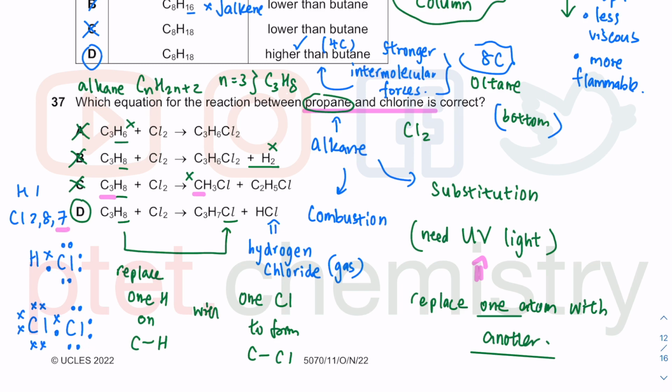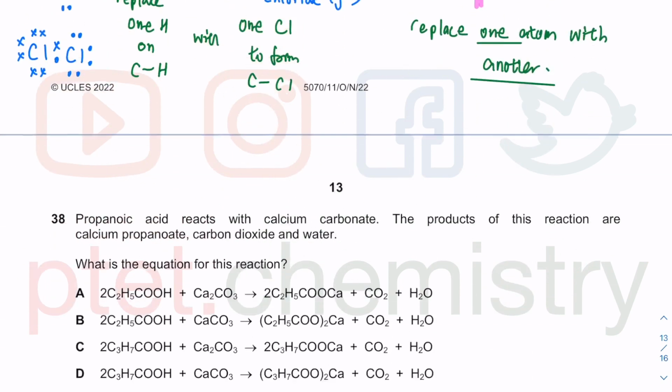Make sure you know how to count the number of electrons that have been shared and the number of electrons that are left on each atom for this kind of correct dot and cross formulation.